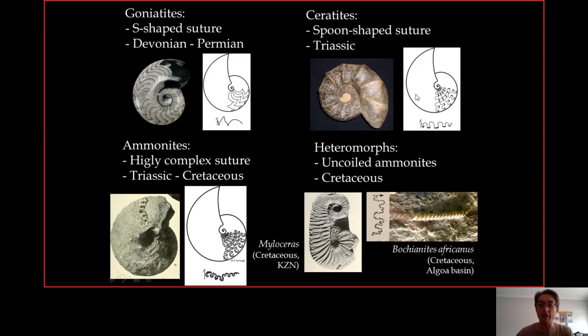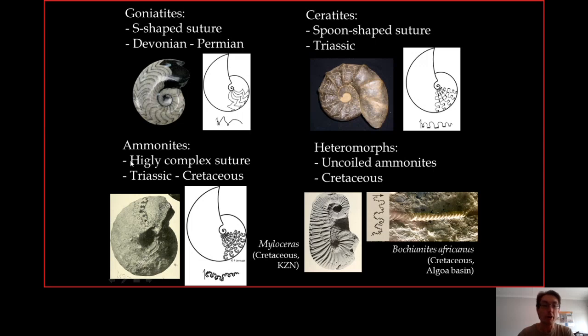Then you have, a little more derived, the ceratites. So the ceratites, instead of having an S-shaped suture, have a spoon-shaped suture. You can see it's very conspicuous on that one. Here, the spoon-shaped suture, or U-shaped suture if you prefer. This is very typical of ceratites. They have a little more complex suture. They are a little more derived, and they are found in the Triassic. So right after the goniatids become extinct, you have the ceratites that take over in the Triassic.